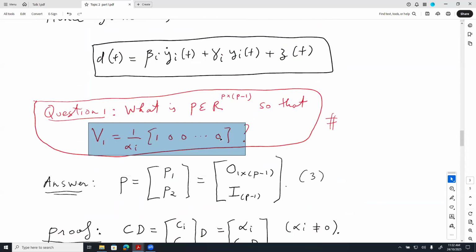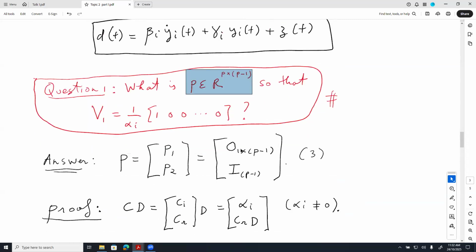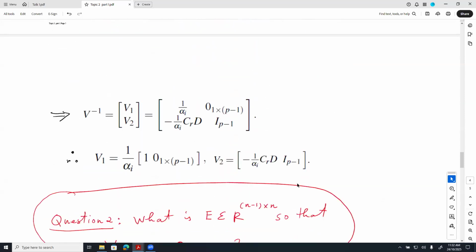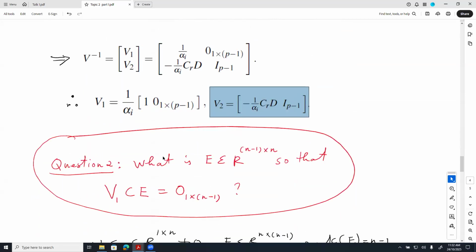Okay, our first question, we can answer that easily. We can select the matrix P to be of this form. And in doing so, we obtain V1 in this form, and similarly V2 as well. All right. Now, the next question that we're going to ask is, what is E? What is the matrix E?